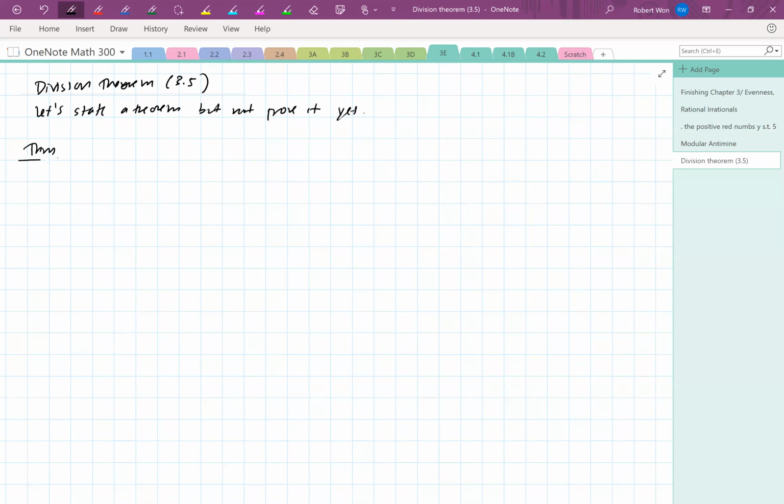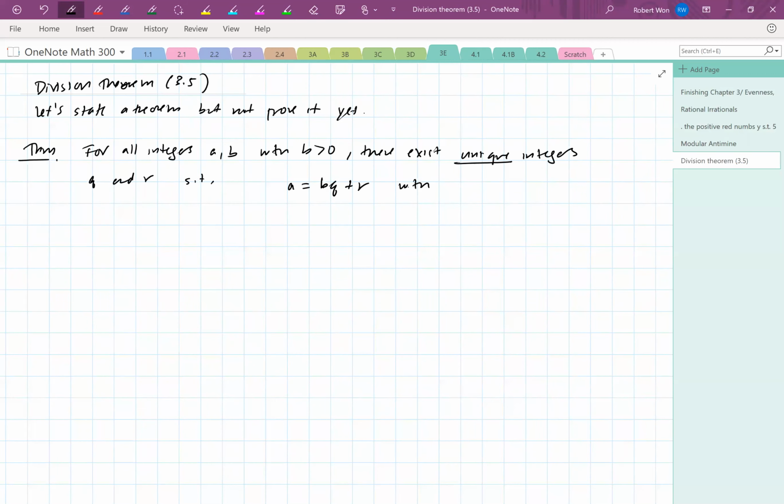It's the theorem. For all integers a and b with b positive, so with b greater than 0, there exist unique integers q and r such that a equals bq plus r with 0 less than or equal to r less than b. For any integers you choose, a and b, as long as b is positive, there are unique integers q and r such that a equals bq plus r with r between 0 and b.